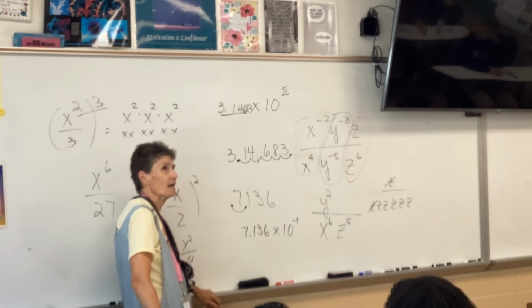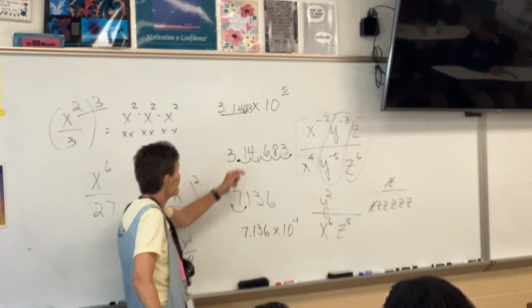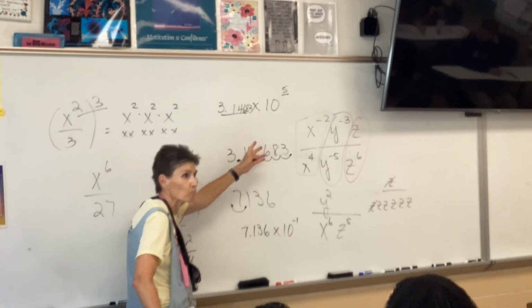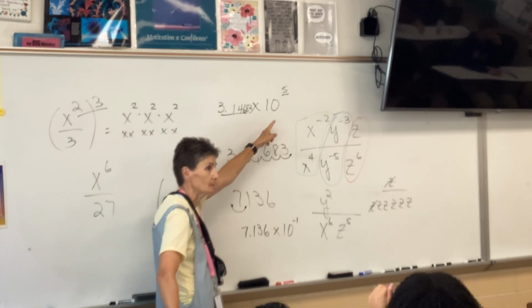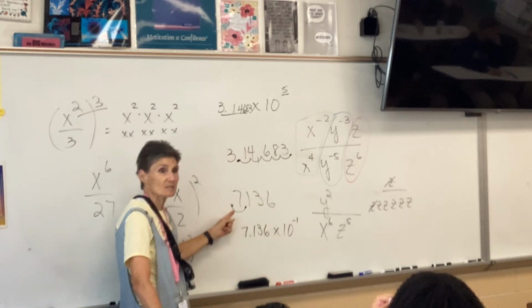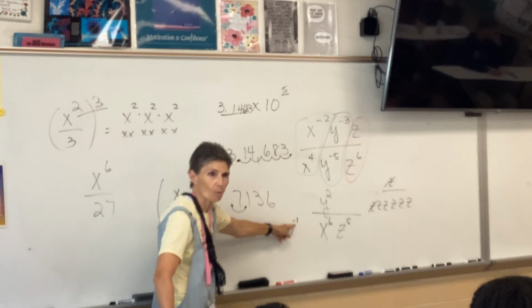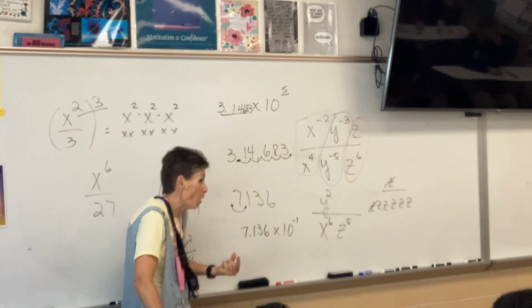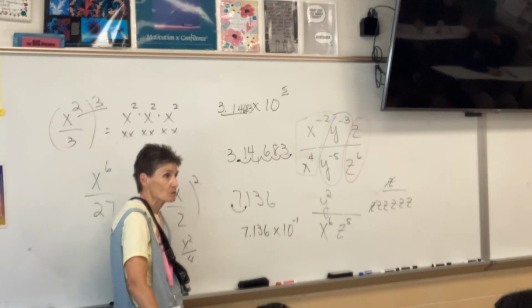Oh my gosh, you mean I have to remember that? No, just remember that if your original number was a big number, like 314,000, your exponent will always be positive. If your original number was a small number, like 0.7, your exponent will always be negative. Negative exponents are for small numbers, positive exponents are for big numbers.